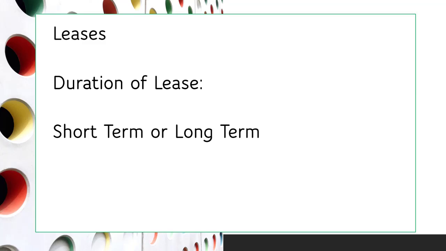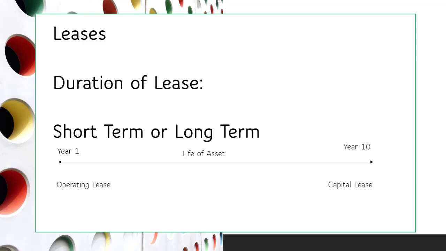When we're talking about leases, we have to understand that leases can vary in many different ways. One of the key ways that leases can vary is through the duration of the lease. So let's say we have an asset with a 10-year life, maybe like a truck. If the asset is used for only a short period of time, closer to the first year the asset's around, they usually call that an operating lease. And if the asset's used for most of its life, in this case we're expecting it to last for 10 years, they would call that a capital lease.